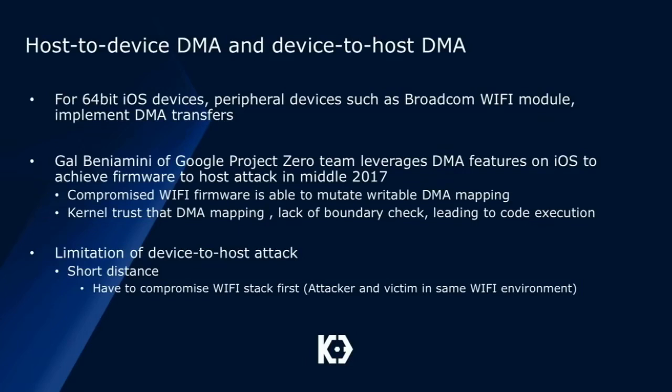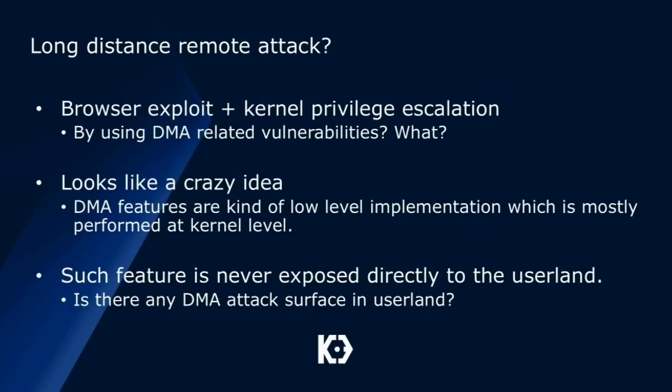One obvious limitation is that such an attack can only be performed in a short-distance scenario, because you have to compromise the Wi-Fi stack first, and that requires the attacker and the victim to be in the same Wi-Fi environment. Is it possible for us to make it long distance? For example, we have a browser exploit. We can try to launch it remotely by the browser exploit together with a kernel privilege escalation bug, and of course, by utilizing DMA-related bugs.